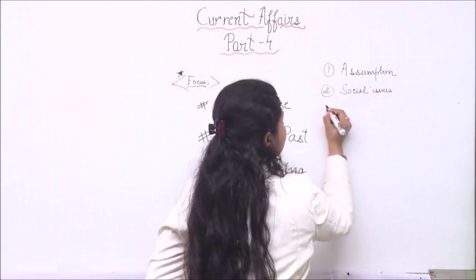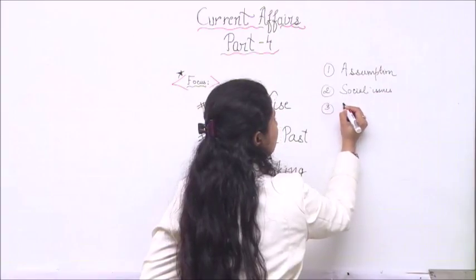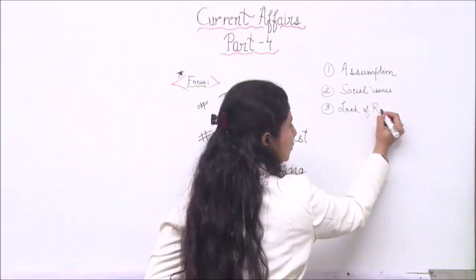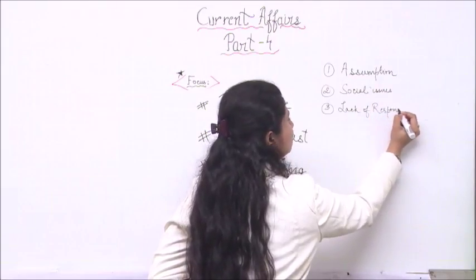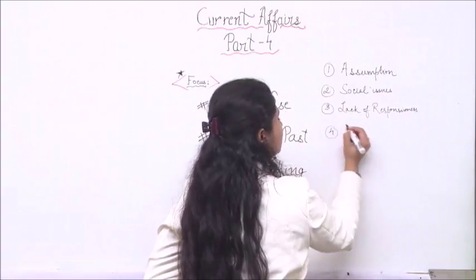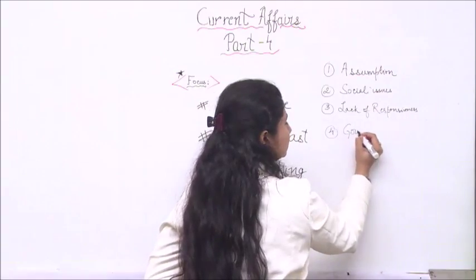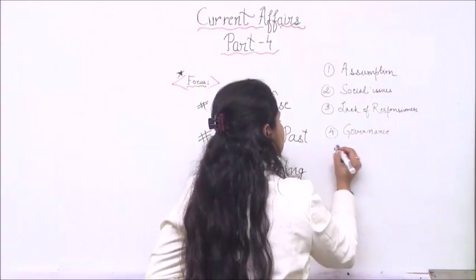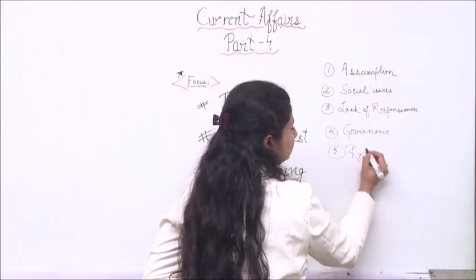Thirdly, we know that there was lack of responsiveness. Response was there, but responsiveness was not there. And finally, we will say that there was lack of governance. Then, role of sixth schedule.